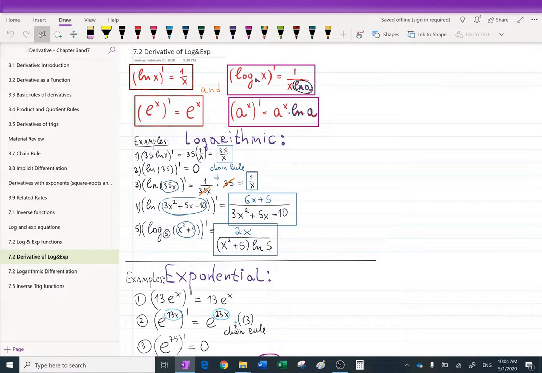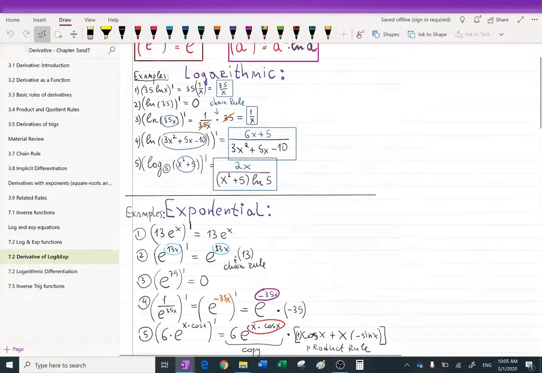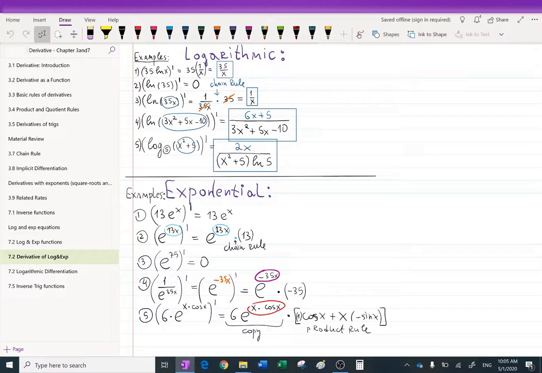Then you need to multiply by the log of the base. The derivative of log gives you 1 over x, unless it's log base a, then you also divide by log of the base. That's a pretty cool idea, and we practiced like crazy taking derivatives of logarithmic and exponential functions.